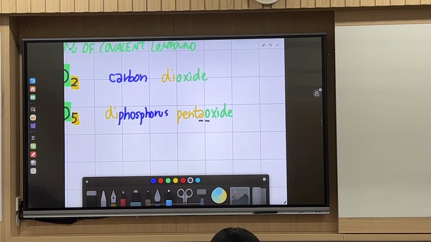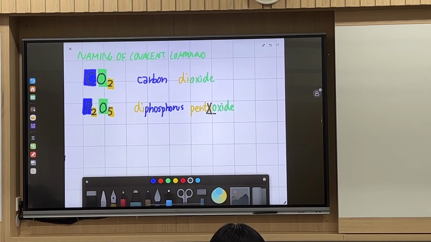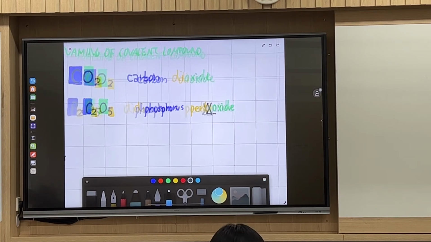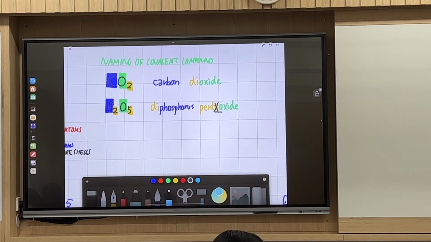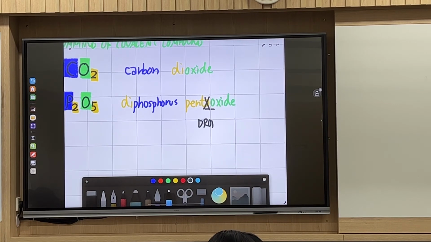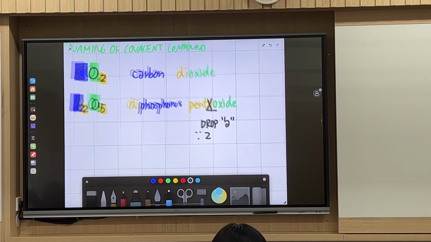I'm sorry, there's a bit of English in here that you need to know. When you have two vowels sitting next to one another, you need to drop the A. So it's called pentoxide, because it's difficult to pronounce two vowels together. I'm not teaching you English, but you should know the A, I, O, U are vowels. When you see two vowels next to one another, drop the A. So it's pentoxide.